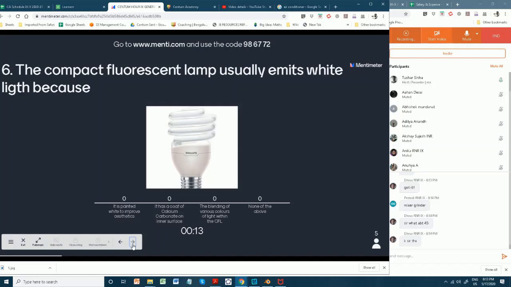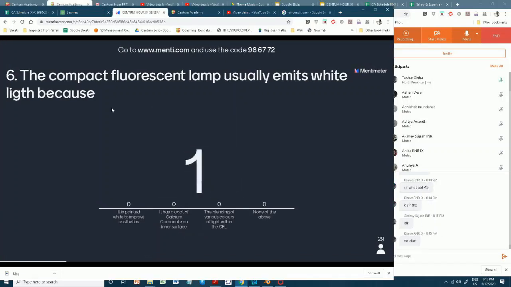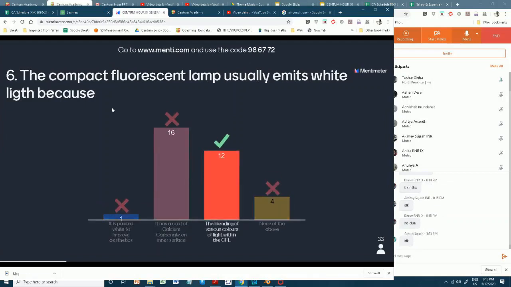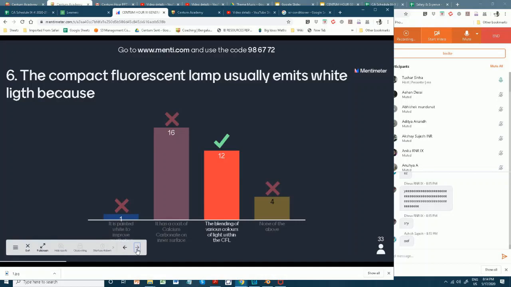You have seen this a lot. You have seen this daily. You don't know? Time's up. Okay, so it basically has a coat of calcium carbide. No, it's basically, there are different colors of light produced inside. They blend, they mix together to give you a sensation of white light. Okay, so you understand. There's a very important, very interesting mechanism behind it. I'm not going to describe more because there are questions related to it later. Next.